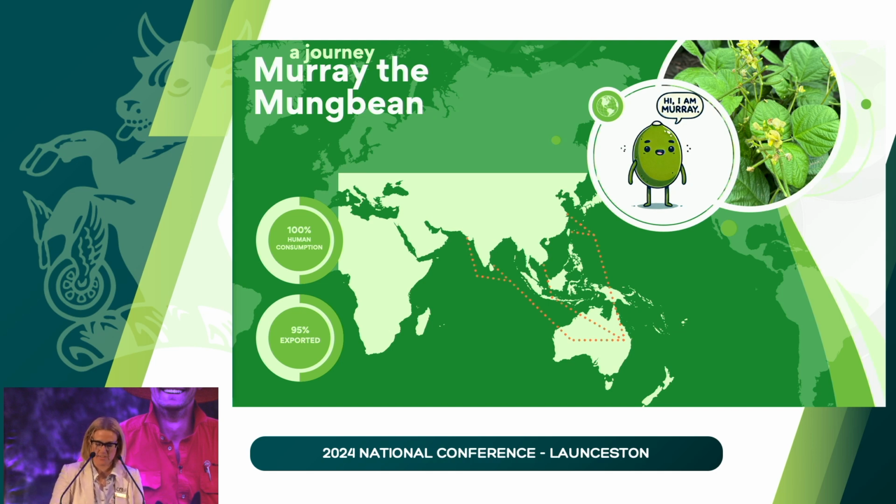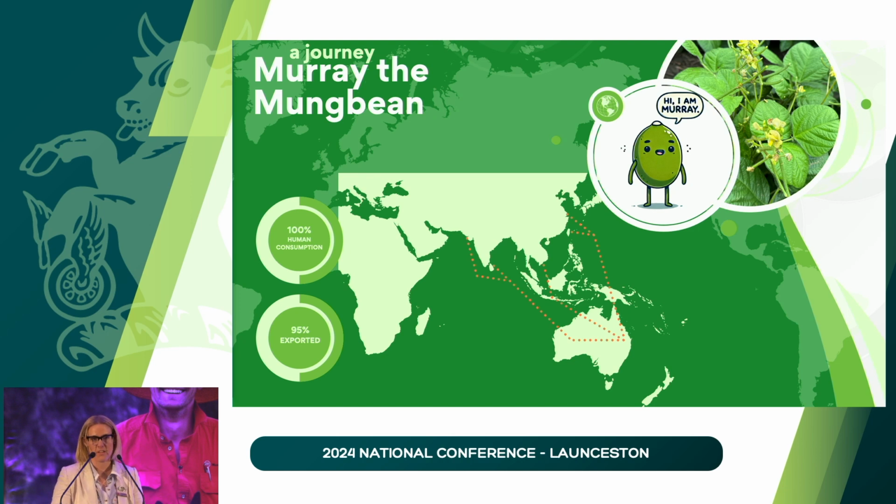Murray begins his life in the rich soil of an Australian farm, nurtured by a farmer who's determined to help him thrive. However, Murray's journey is far from easy. He faces fierce competition from weeds and threats from pests. To give Murray the best chance of success, his farmer applies pre-emergent herbicides and carefully manages pests with insecticides.